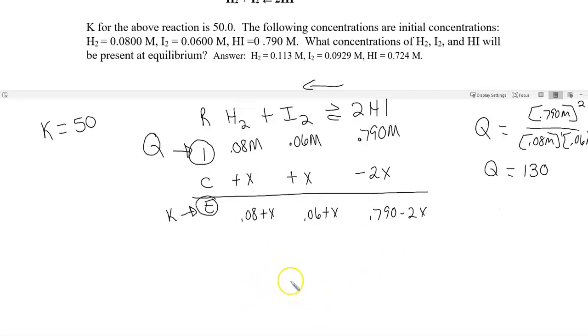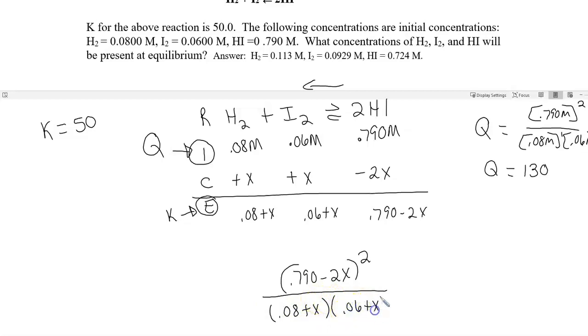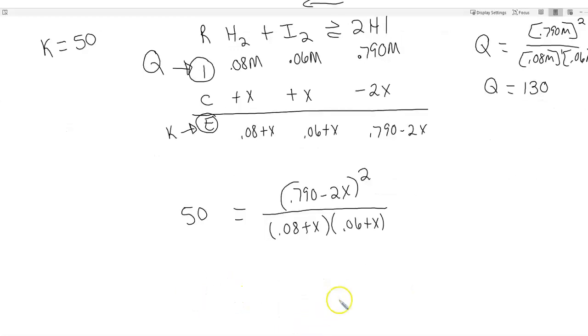Now, products over reactants: 0.790 minus 2X, parentheses around that whole thing, square on the outside of that parentheses, divided by 0.08 plus X to the first and 0.06 plus X to the first, equals the K, which was 50. We're going to get ready to put that into the solver, so we subtract 50 from both sides to set this equal to 0.